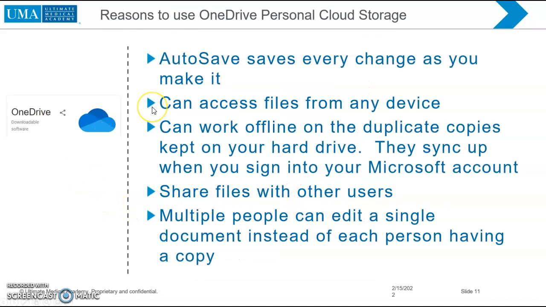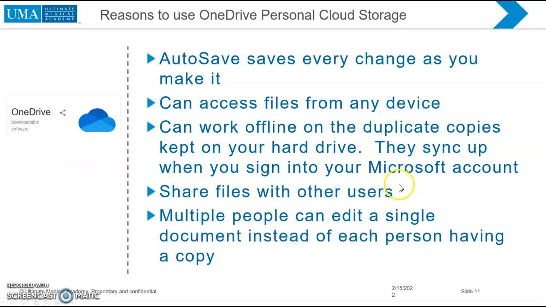So again, some ideas about OneDrive is that autosave makes every change updated as you make it. So when your files are saved on OneDrive, when you're editing, every change you make is automatically saved immediately. You can also get to those files that are on OneDrive from any device, from a tablet, a phone, from any other computer. As long as you can log into Microsoft, you can get to your files. You also can work offline on the duplicate copies that are kept on your hard drive.